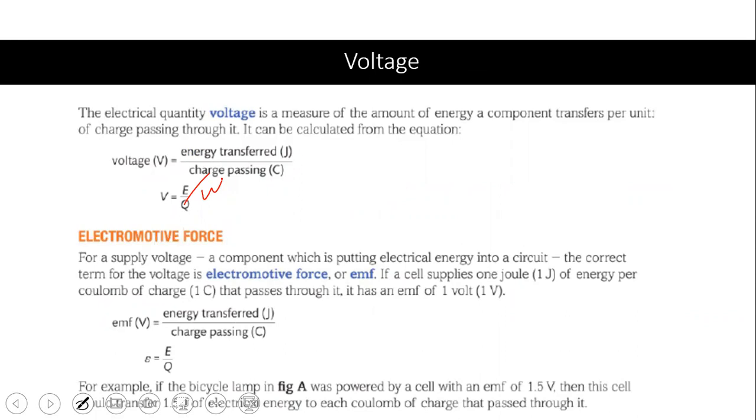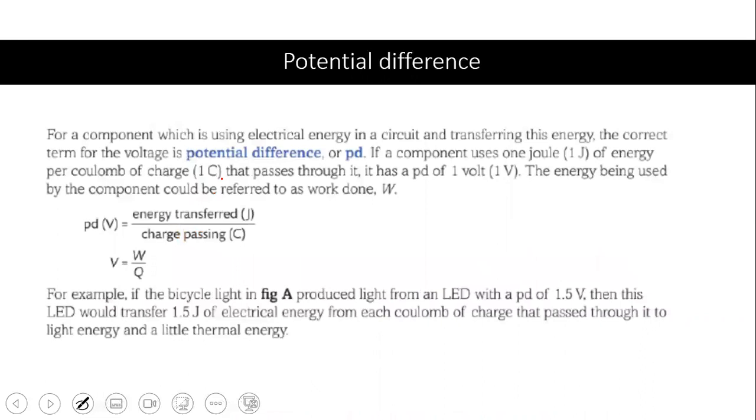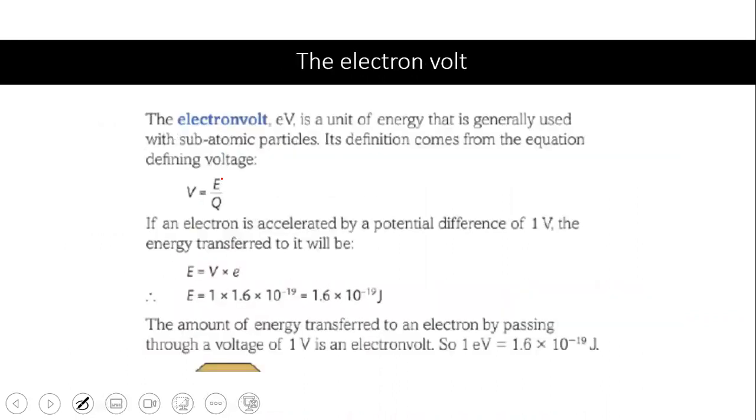Fine. And when we talk about it, both of them are voltage. The concept of both of them is the same. You're dividing energy or work done by charge. And EMF is what we use when we talk about energy being supplied, like a battery, while potential difference is normally used for a load like a resistor, like a lamp, or like any other functioning device.